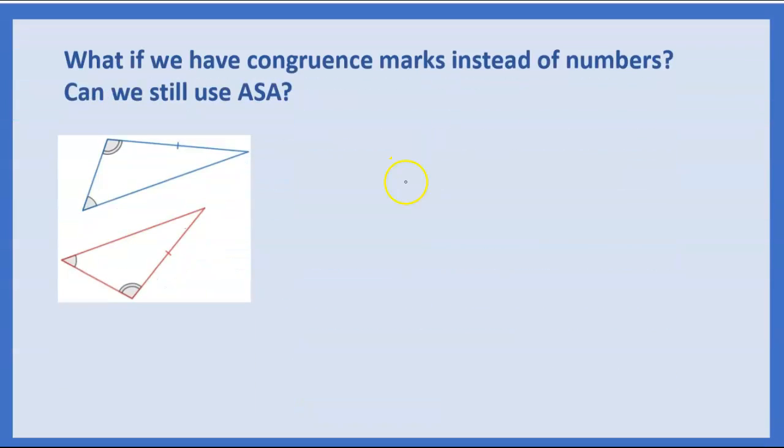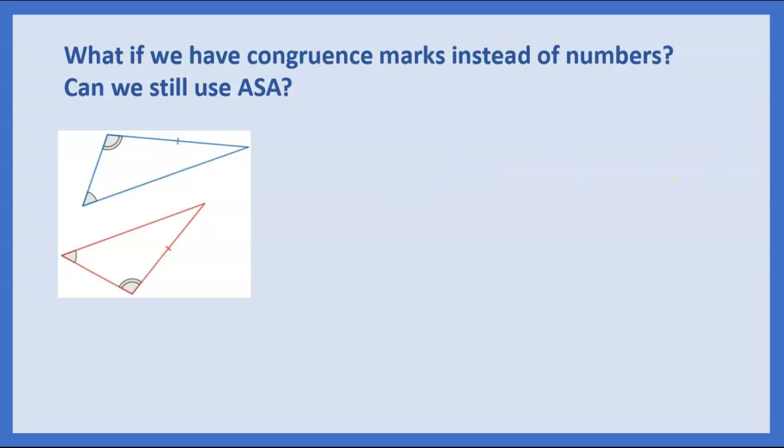Now, what if we have congruence marks instead of numbers, though? Can we guarantee the same thing? Once again, this is an angle and a side, but now we don't have numbers, now we just have markings. Can we still use that same reasoning? Can we still say this is congruent by ASA?